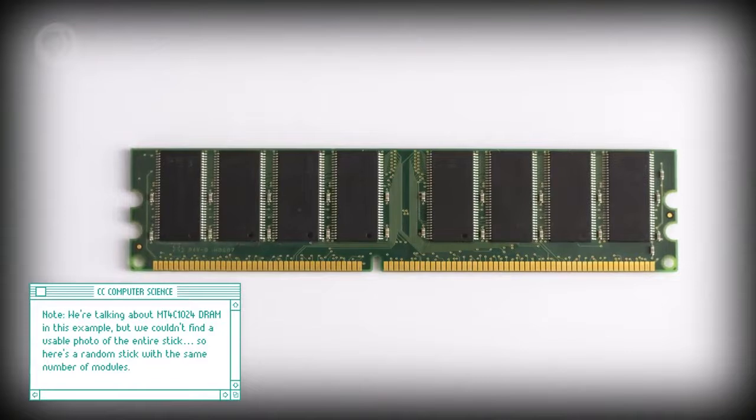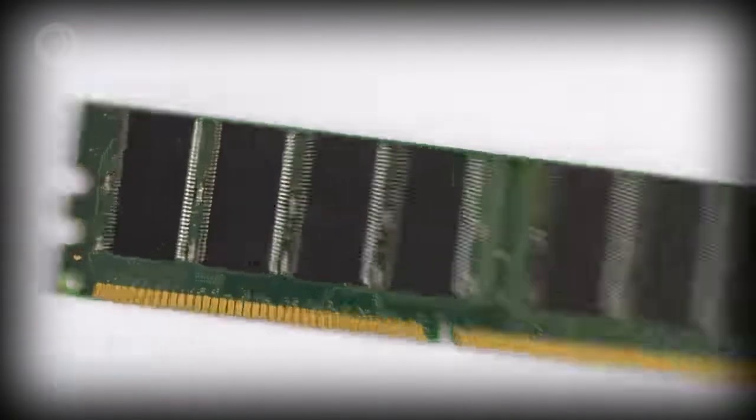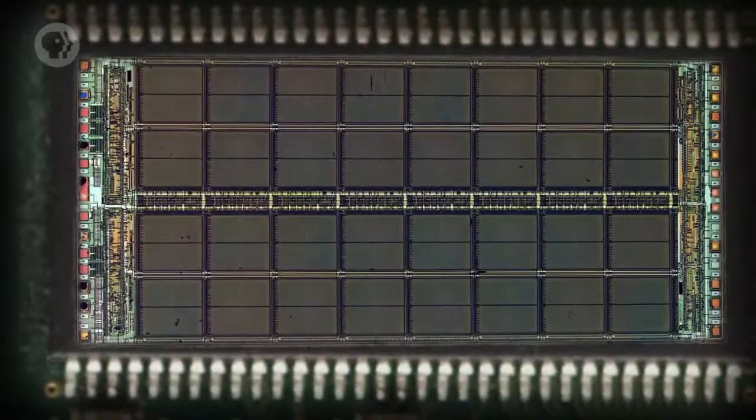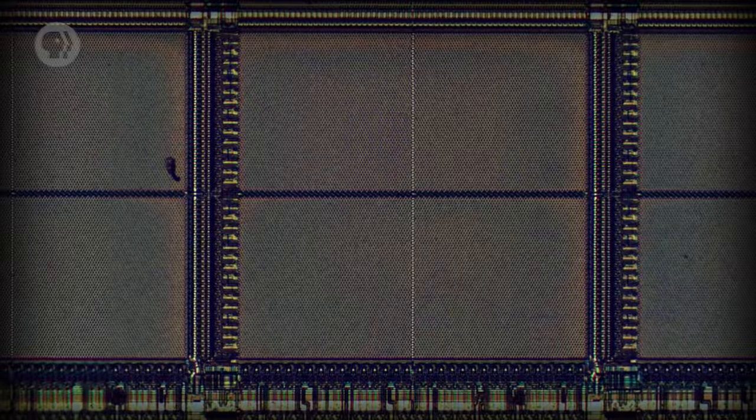Here's an actual stick of RAM, with 8 memory modules soldered onto the board. If we carefully opened up one of these modules and zoomed in, the first thing you would see are 32 squares of memory. Zoom into one of those squares and we can see each one is comprised of 4 smaller blocks. If we zoom in again, we get down to the matrix of individual bits. This is a matrix of 128 by 64 bits. That's 8,192 bits in total.